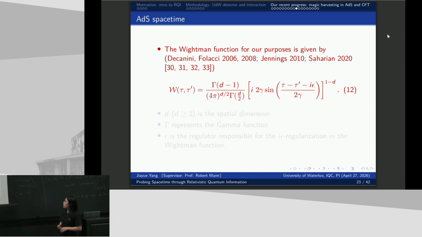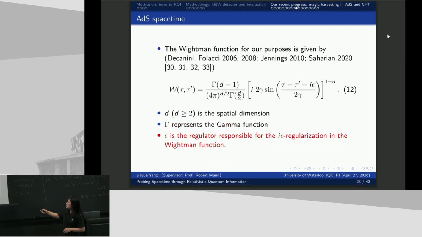And in order to compute the mana, we need to compute the detector final state. That's why we need the Wightman function. So the Wightman function of the AdS spacetime is given by this. It is determined by the gamma, which is determined by the AdS radius and also the location of the detector. And it is also related to the time difference of the proper time. Here, D is the spatial dimension, and Gamma is the gamma function. And epsilon is just the regulator that is responsible for the epsilon regularization in the Wightman function.